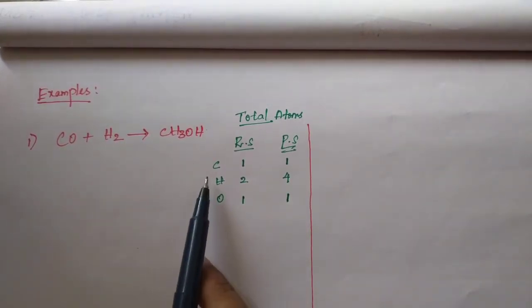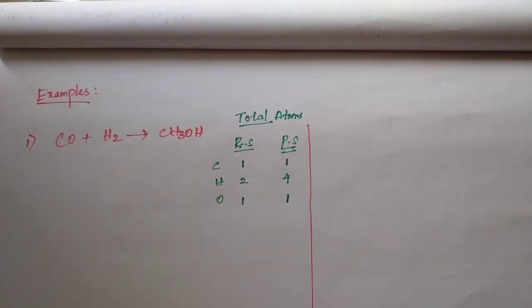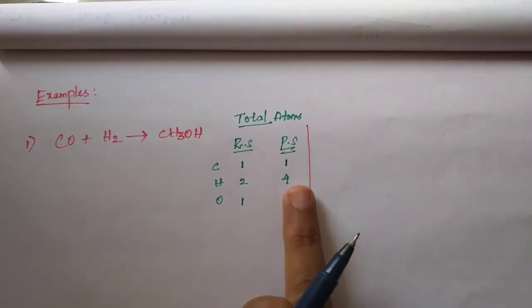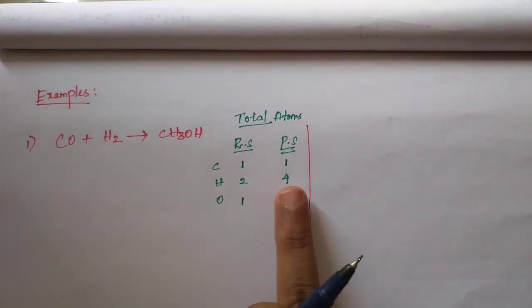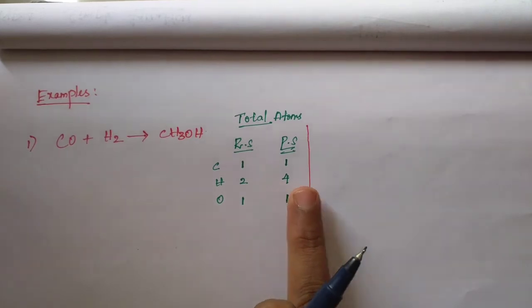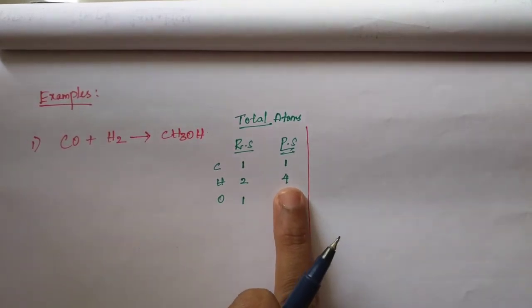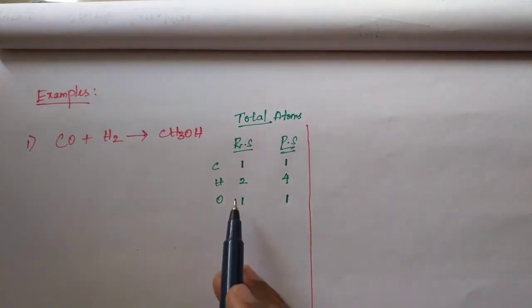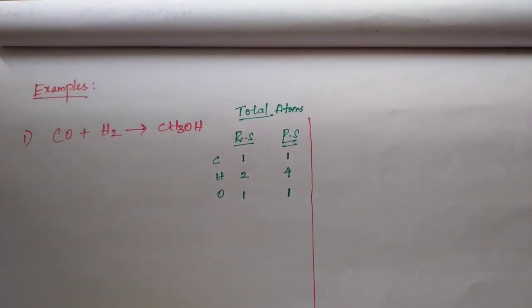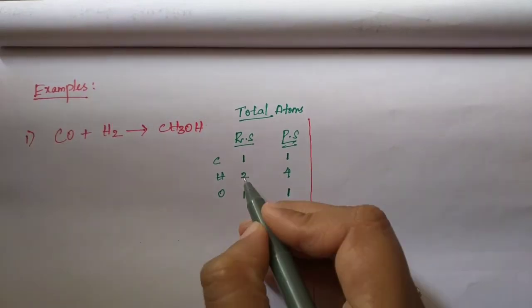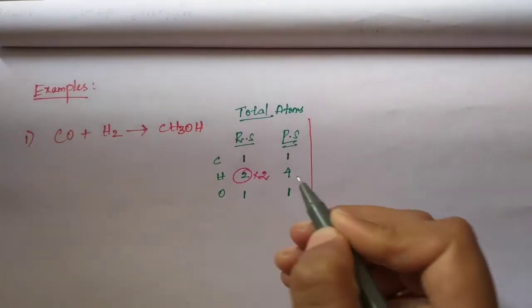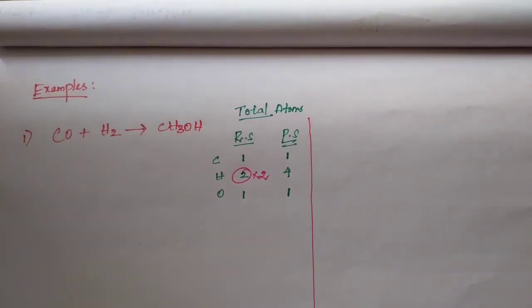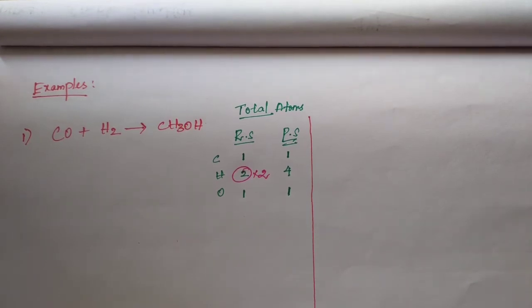So here carbon and oxygen are already balanced. Only you have to balance hydrogen. Here 2, here 4. We can't reduce 4, right? But we can increase 2 to 4. If you multiply this 2 by 2, you will get 4. Right students? Then both the sides number of hydrogen atoms are equal.